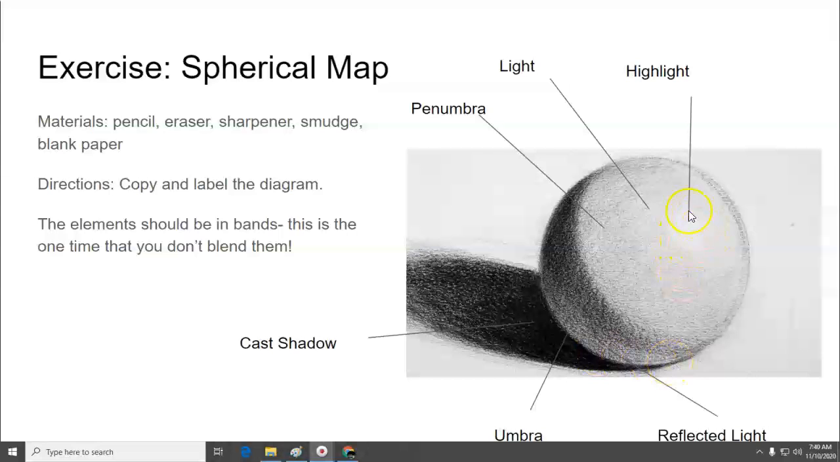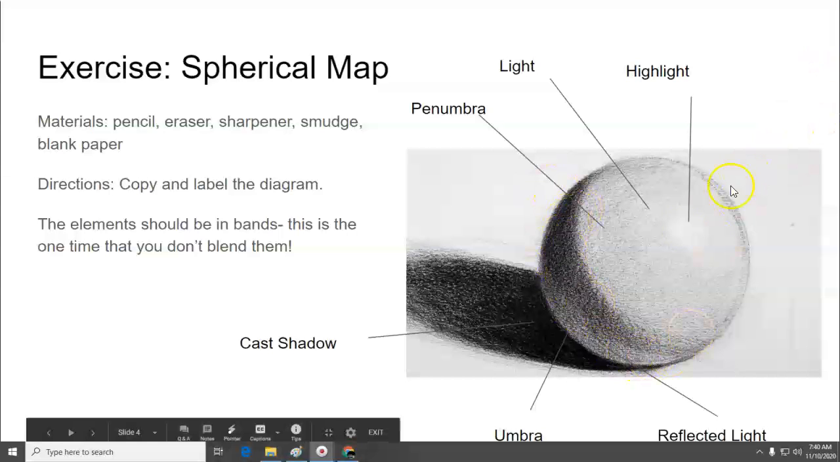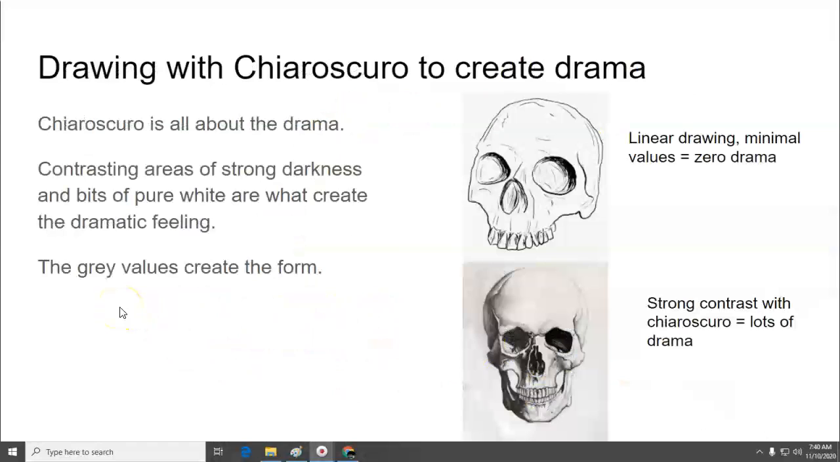The highlight spot, pure white. Light, the tint. Penumbra, a medium gray. Umbra, the dark gray. Reflected light is down here because the light source is bouncing off the surface and bouncing back, and then your cast shadow is underneath. So do this, and then we're going to apply it to drawing.